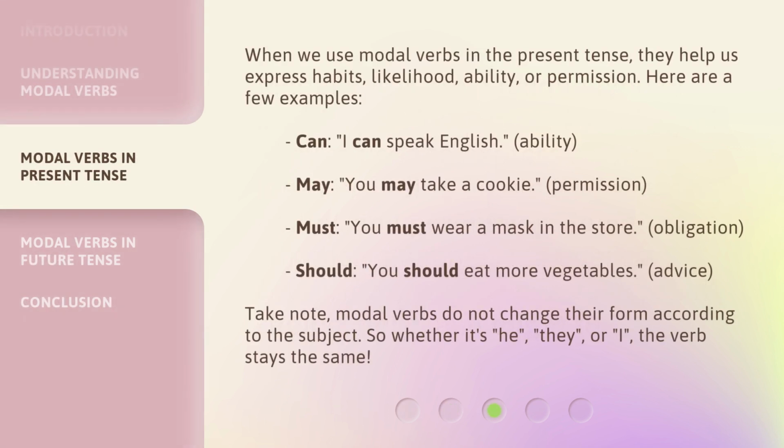When we use modal verbs in the present tense, they help us express habits, likelihood, ability, or permission. Here are a few examples. Can: I can speak English. Ability. May: you may take a cookie. Permission. Must: you must wear a mask in the store. Obligation. Should: you should eat more vegetables. Advice.